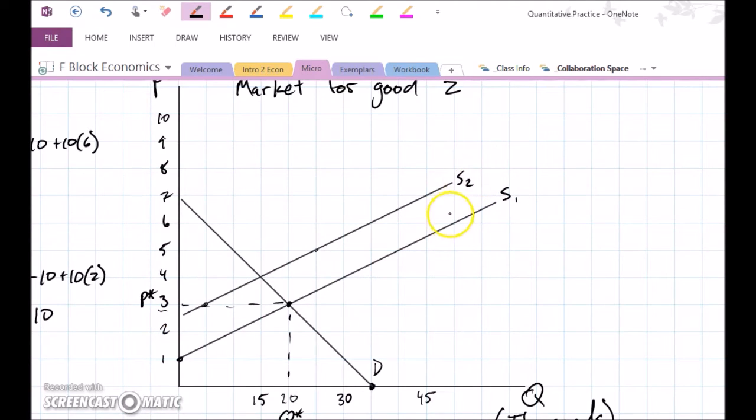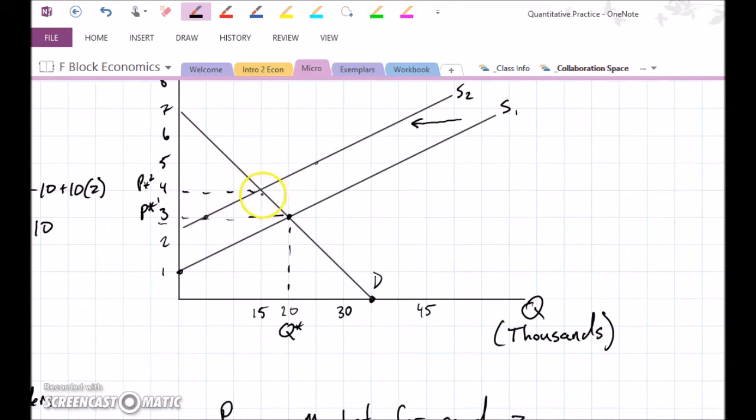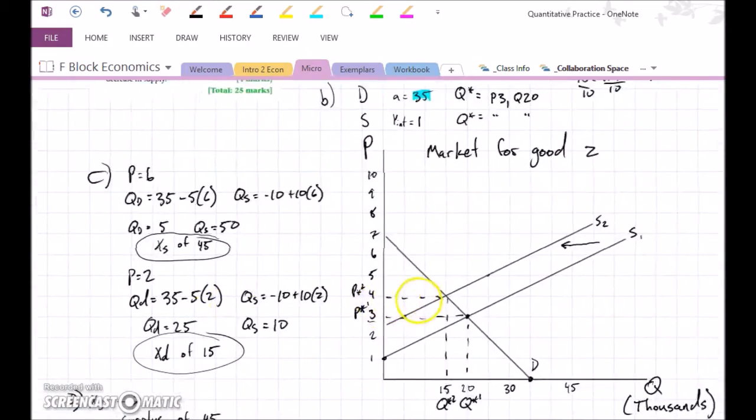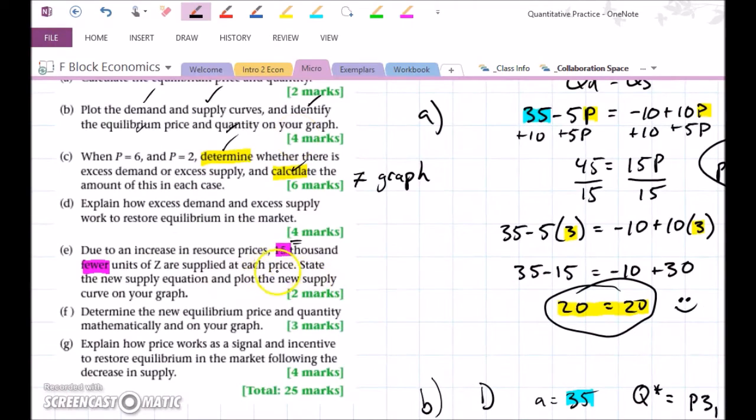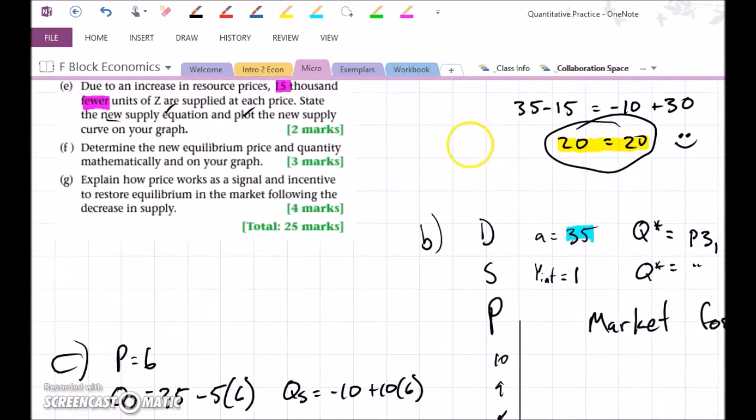Okay, I've got my new line, label S1, S2, draw an arrow, remember horizontal, P star 2, it's a new equilibrium, and Q star 2. Remember, if you put a 2 in, you need to go make the other one 1. And I put in my dots to make sure.